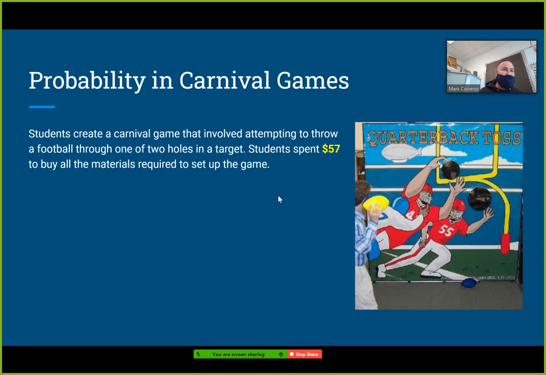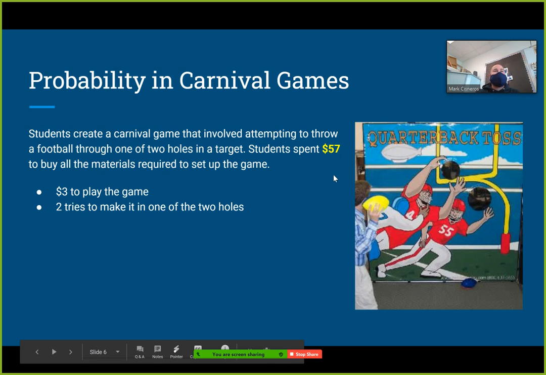You ever been to a carnival game or even at Six Flags and play one of those games where you had to toss a ball into a hole? Okay. Football into a hole, shooting something down. There's a lot of different carnival games out there. And usually we have some really creative stuff every year. Suppose that we have a football throwing game. There's 2 holes on the thing. You can see the picture on the screen there. And students spent $57 buying everything they needed to set up this game. All right. That $57 is important. Remember that $57. You don't need to write anything down. Like I said, just pay attention.